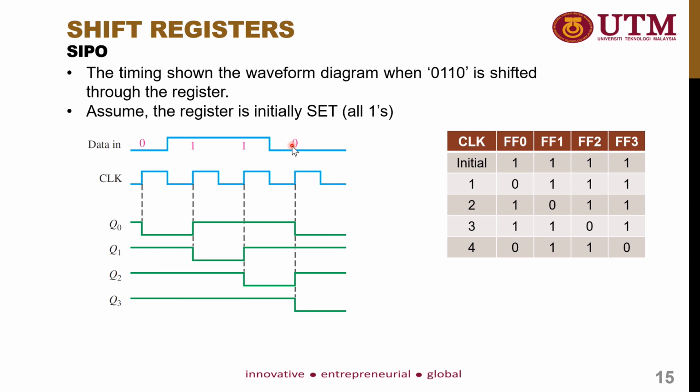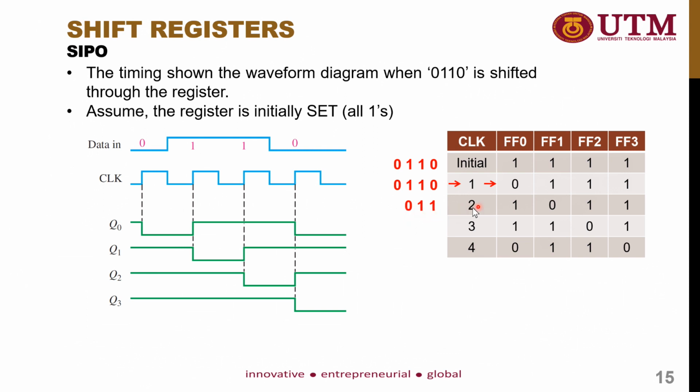We want to transfer the data 0, 1, 1, 0, so the MSB will enter first. 0 will be transferred in the first clock cycle to flip-flop 0. So it will become 0 and the others will remain 1, because the initial state is 1, 1, 1, 1. So 0 is shifted into flip-flop 0, and then we have the remaining 0, 1, 1, which is the data that will be transferred after this.